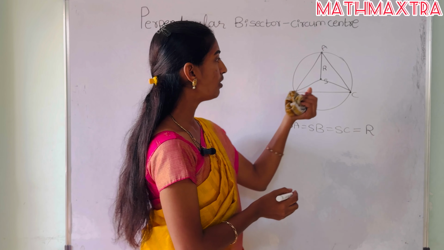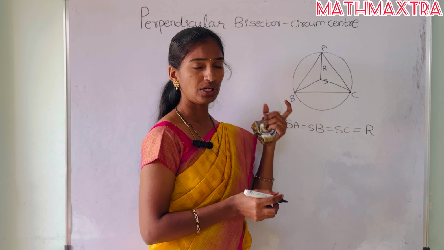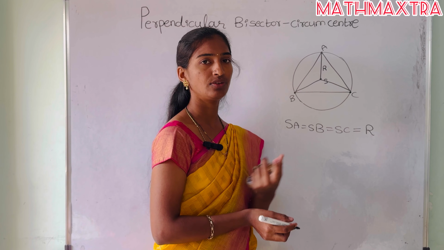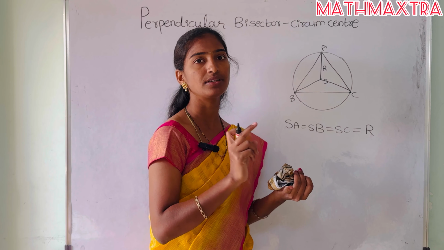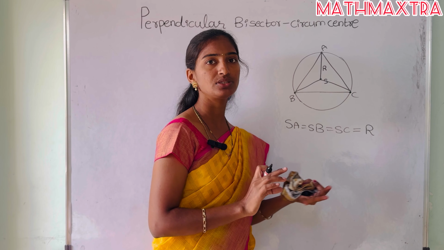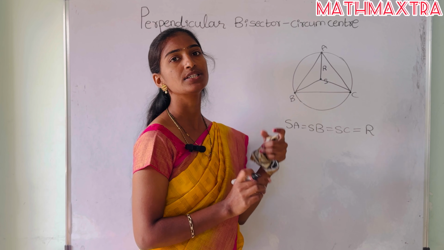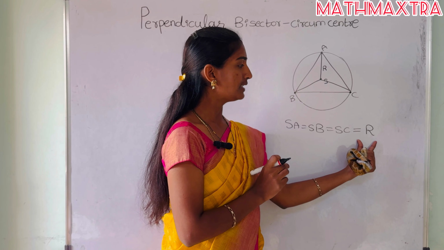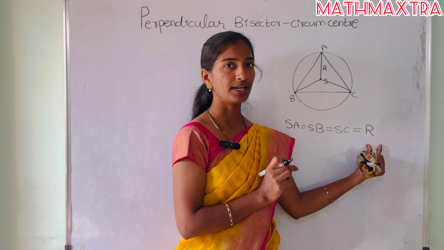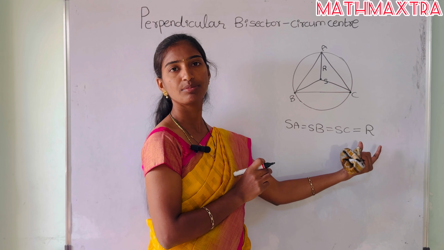Always remember that among all the centers, whether you consider centroid, orthocenter or circumcenter, the circumcenter is always equidistant from all the three vertices. That distance we call the circumradius. And in the questions, we have to calculate the circumradius.